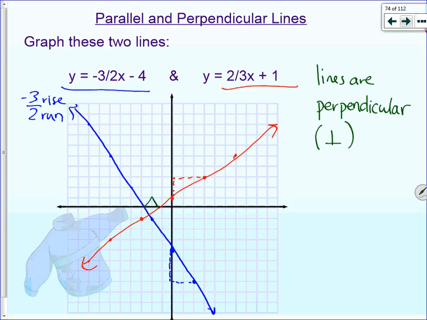Okay. Now, what is the relationship between the slopes of these lines? Are they equal? No, they are turned around. Yeah, they are up and down.